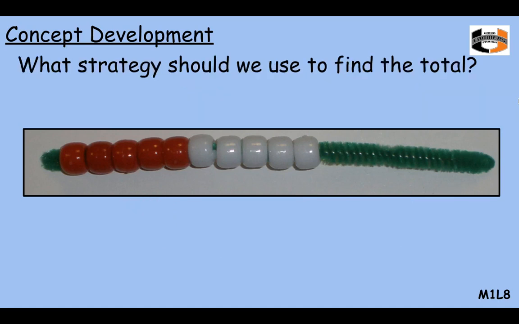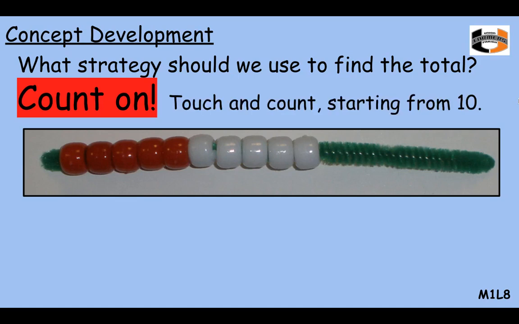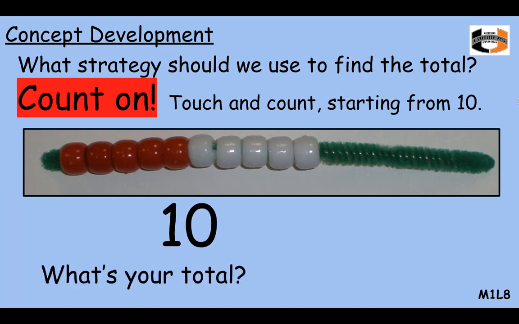What strategy should we use to find the total? Count on, that's right. Touch and count starting from 10. That's right, we'd have nothing to count. It's just simply 10. What's your total? 10.